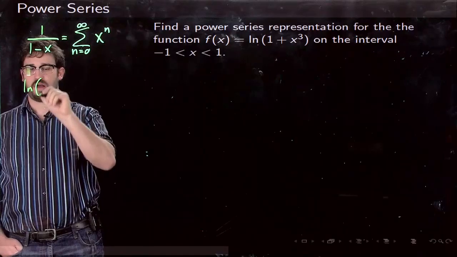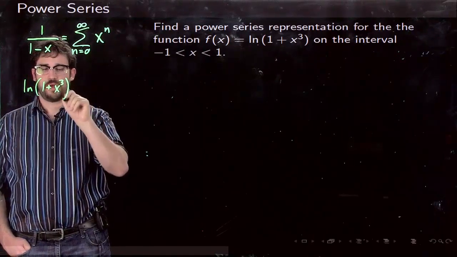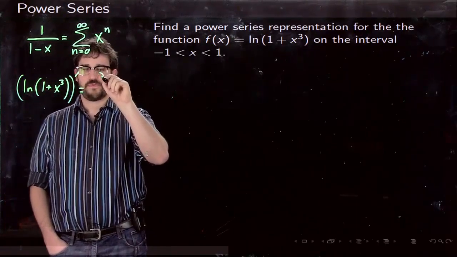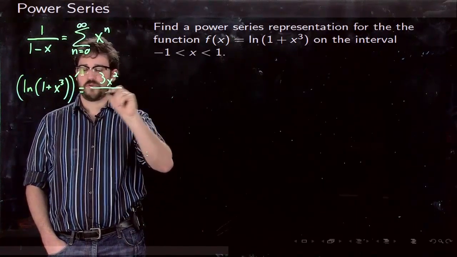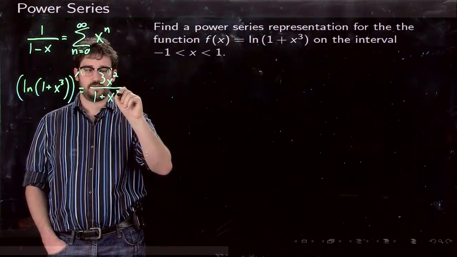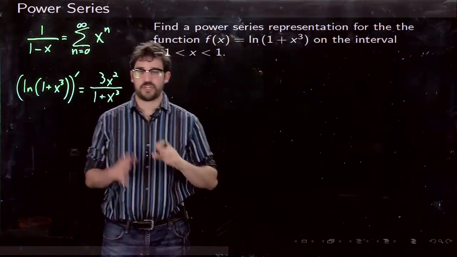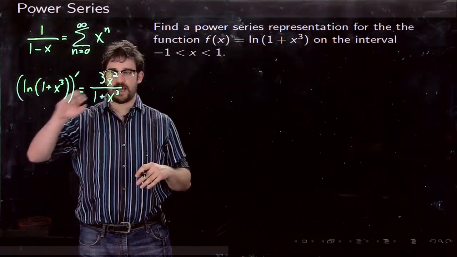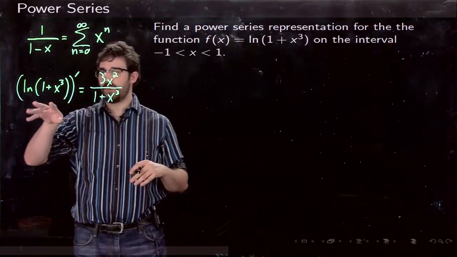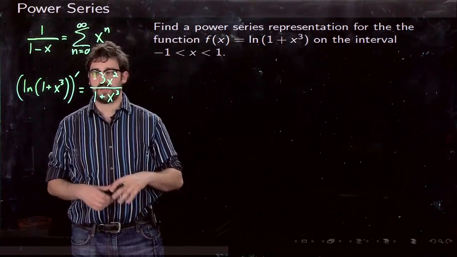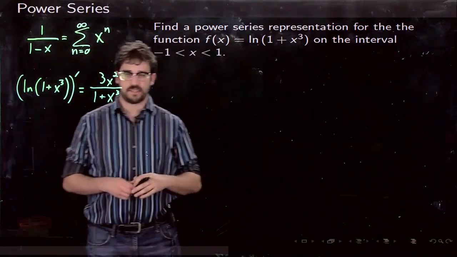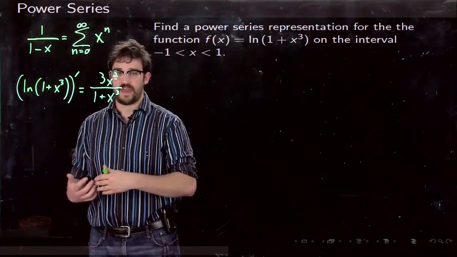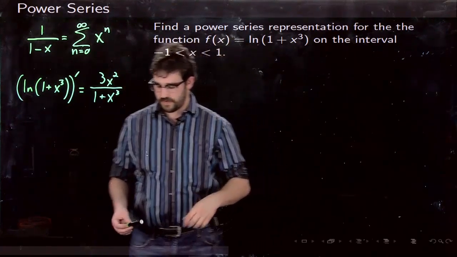So, the natural log of 1 plus x cubed, well, the derivative of it is going to be 3x squared over 1 plus x cubed. And this is something that's much easier to work with. So in other words, the integral of both sides, the integral of this is going to be equal to the natural log of 1 plus x cubed. So let us use this to our advantage to be able to find the power series of f of x.